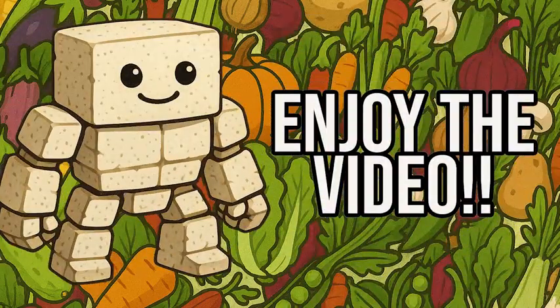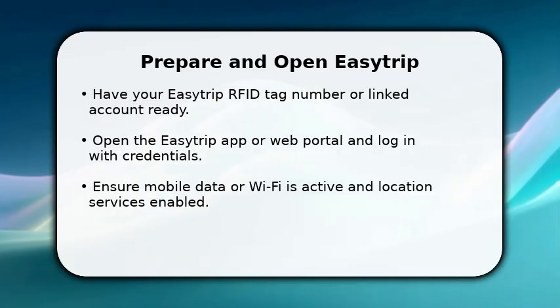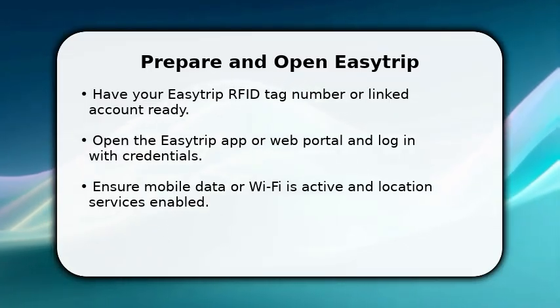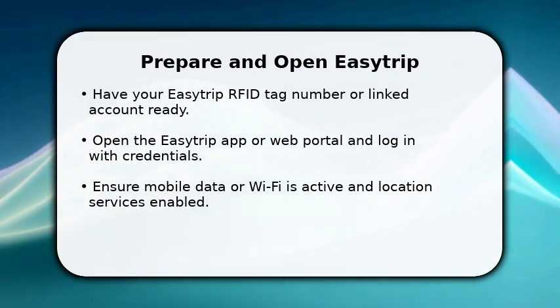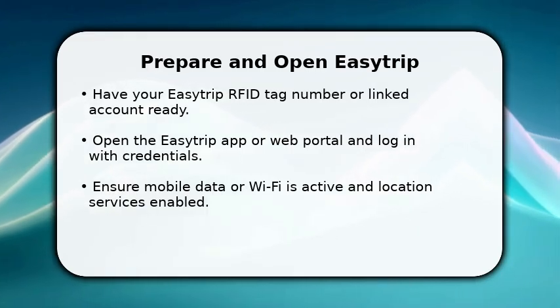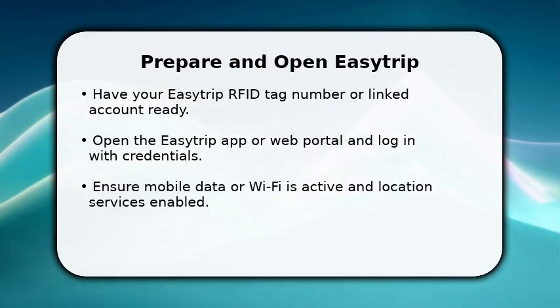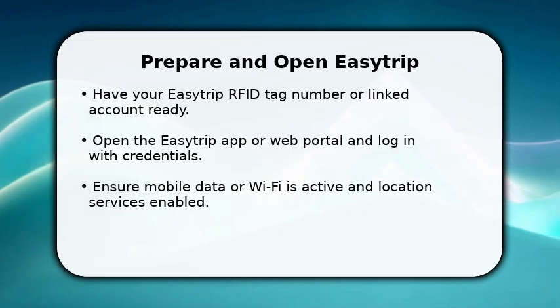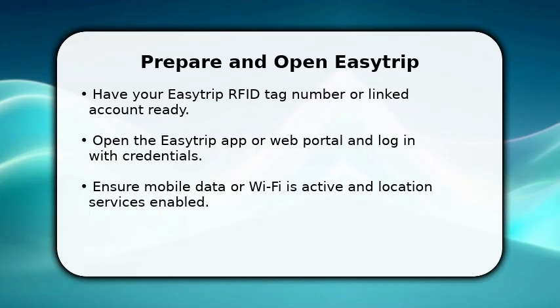Please enjoy the video. You start by opening the EasyTrip app or web portal and signing in. This immediately gives you access to account balance and tag history. Once logged in, tap Accounts or Tags to reveal linked RFID details so you know which tag you're checking. Make sure your connection is stable. If you use multiple tags, pick the correct tag ID now to avoid checking the wrong balance. This step saves time and prevents mistakes when you proceed to live balance queries.